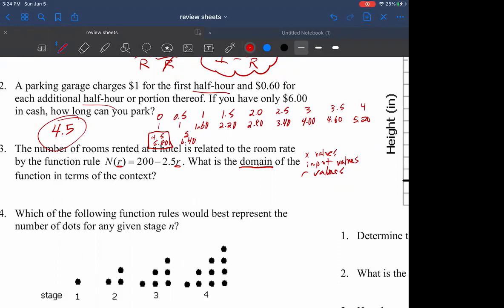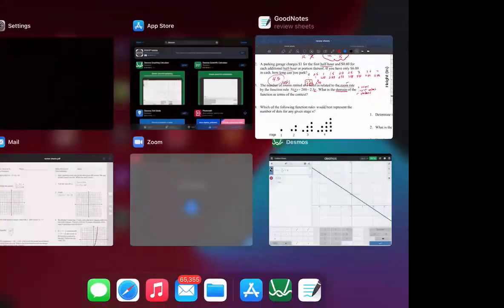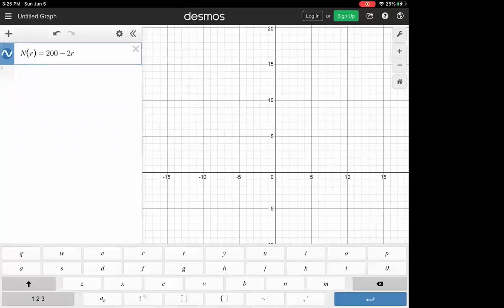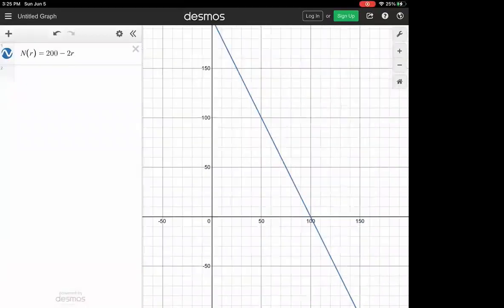So think about it. R is the room rate. If I go back and read through this, the number of rooms is related to the room rate. So N is the number of rooms, and R is the rate. So what are the room rates we can charge here? Well, let's go graph this function and see what it looks like, because I think that's going to be our easiest bet to come up with our answer. Let's write it in function notation, N of R equals 200 minus 2R. I'm going to zoom out and see what this looks like.